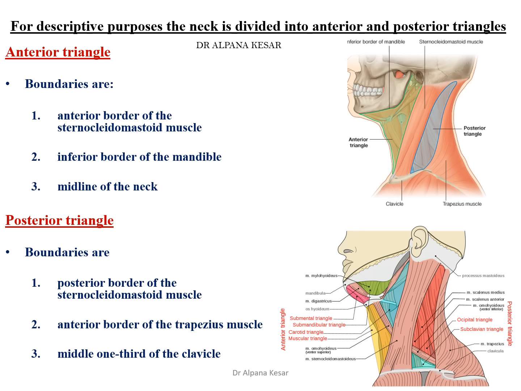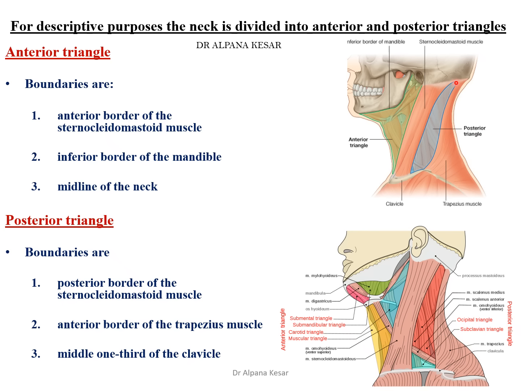For the descriptive purpose, the neck is divided into anterior triangle and posterior triangle. The boundaries of the anterior triangle are the anterior border of sternocleidomastoid muscle, the midline of the neck, and the lower border of mandible.